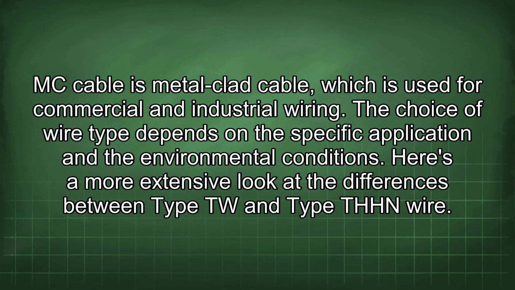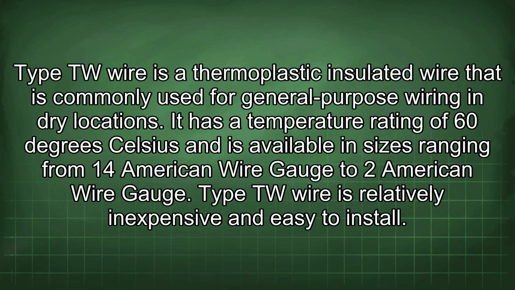Here's a more extensive look at the differences between type TW and type THHN wire. Type TW wire is a thermoplastic insulated wire that is commonly used for general purpose wiring in dry locations. It has a temperature rating of 60 degrees Celsius and is available in sizes ranging from 14 American wire gauge to 2 American wire gauge. Type TW wire is relatively inexpensive and easy to install.